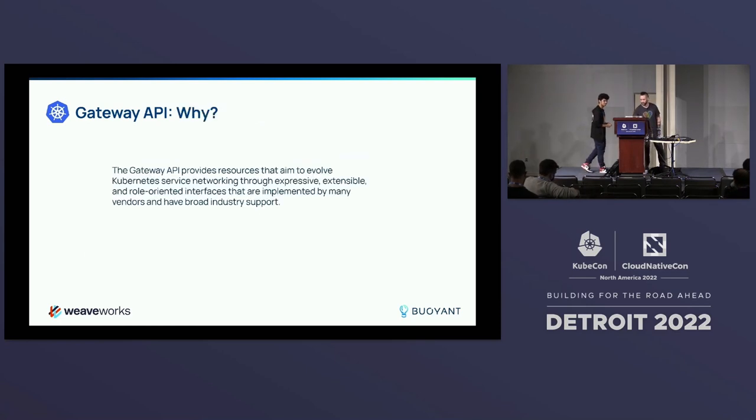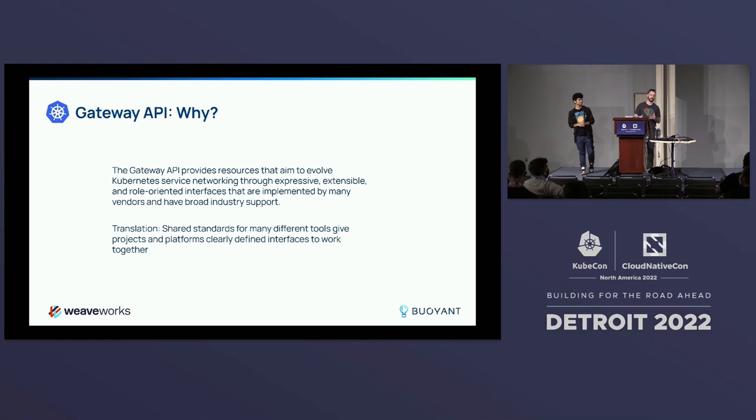All right, awesome. So let's talk about the why for Gateway API. I'm not going to read this because it's a pretty dense block of text, but this is loosely taken from the Gateway API site. My translation is that the why here is that if we can get a shared set of standards that allow different tools, different projects, and different vendors to work together without actually needing to work together directly, we all win.